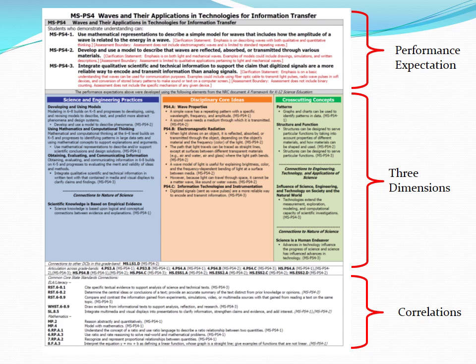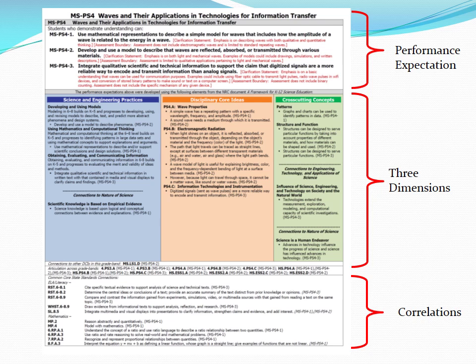And then they give you the name of the disciplinary core idea here. This is the idea of waves and their applications in technology for information transfer. In this particular section, there are 3 performance expectations. The next section, this color-coded section, is called the 3 dimensions. The first one is the science and engineering practices, that is SEP. The second one is the disciplinary core ideas, that's the DCI. Finally, the third one is the cross-cutting concepts, that's the CCC.